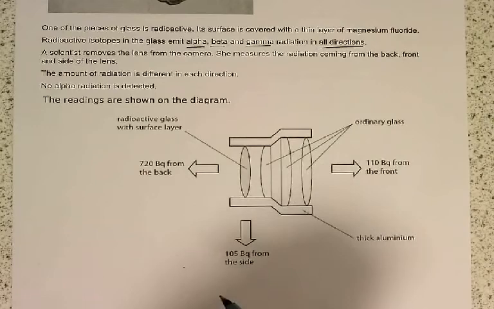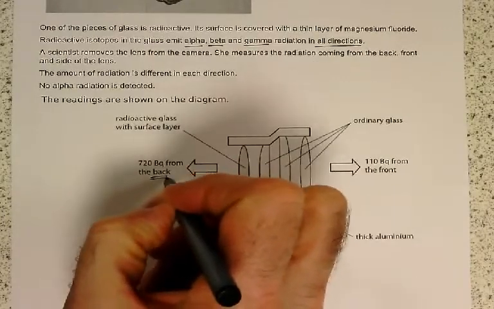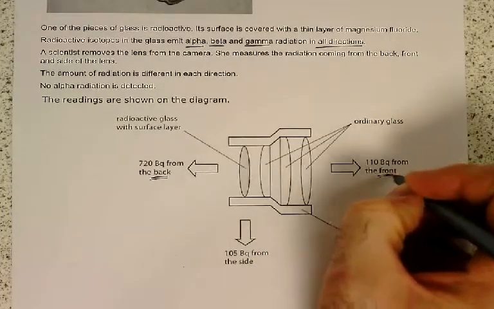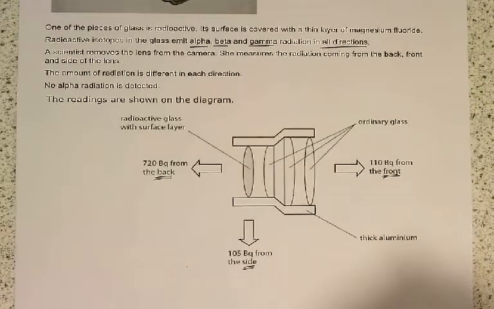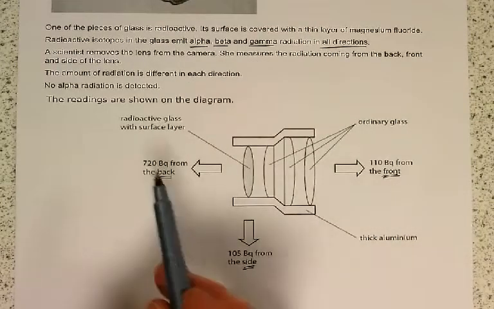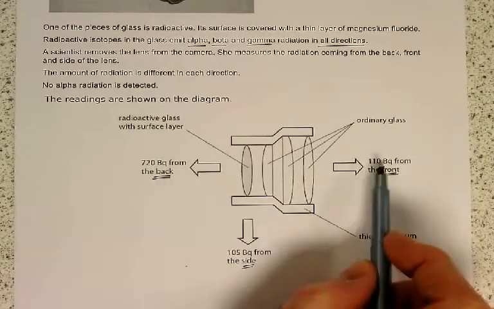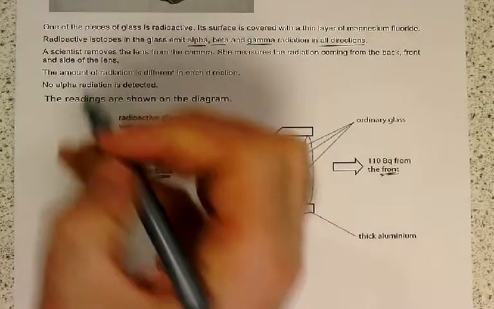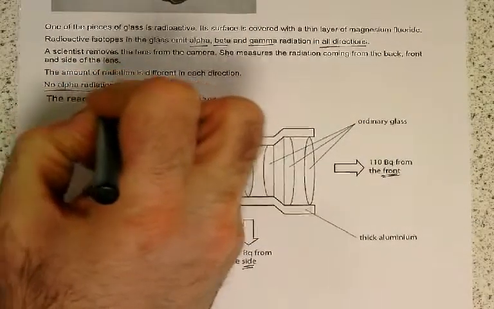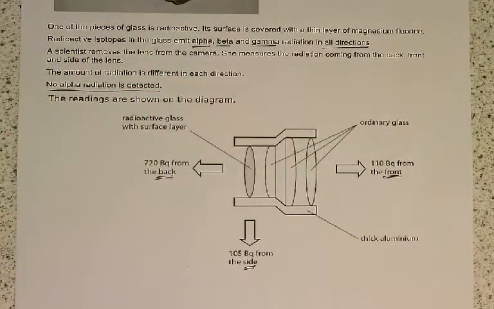A scientist removed the lens from the camera. She measures the radiation coming from the back, here, the front, here, and the side. The amount of radiation is different in each direction, and you can see that by the numbers: 720 becquerel, 110 becquerel, and 105 becquerel. It says also importantly here, no alpha radiation is detected.